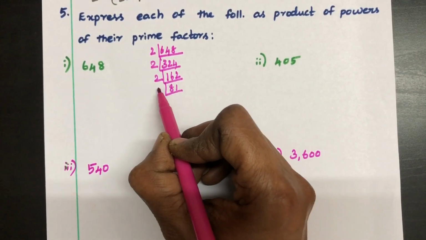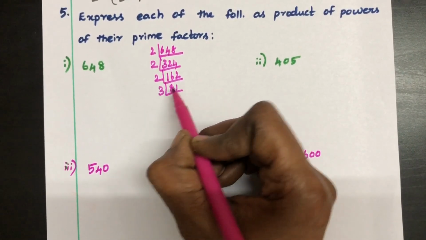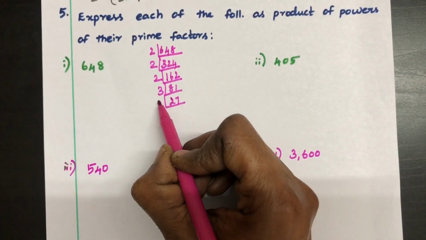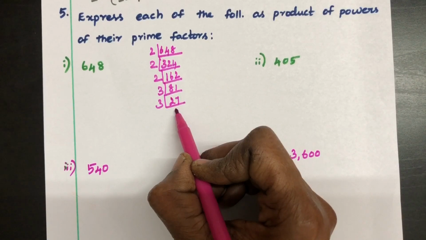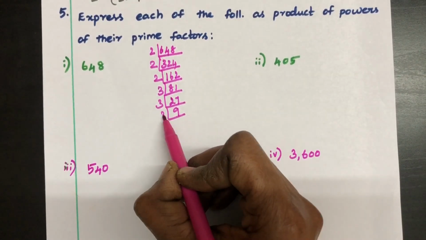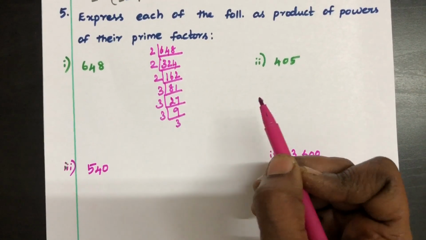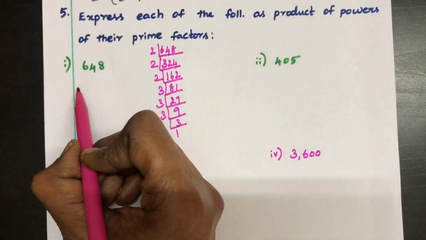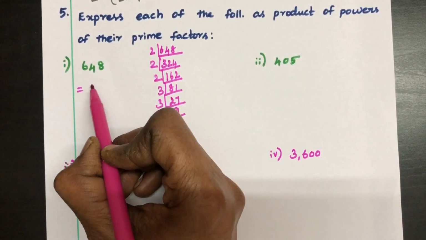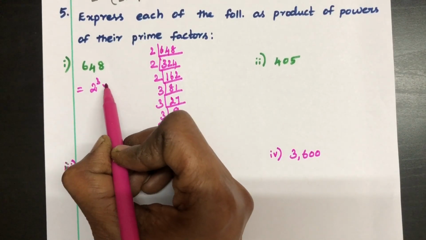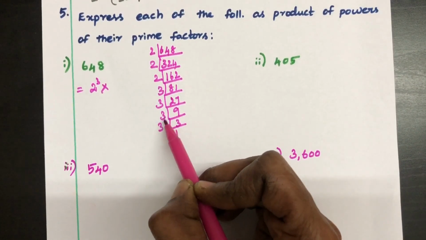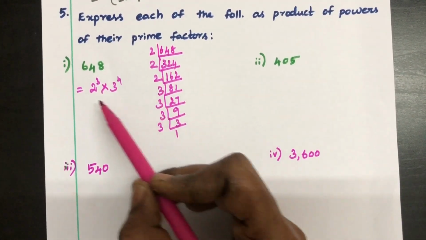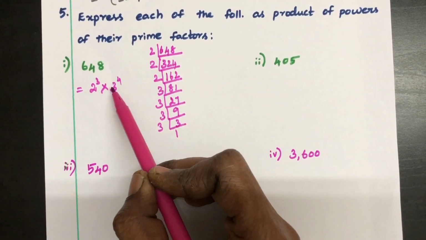This 81 can be divided by 3. 3 can divide 27 times. 3 can divide 27, 9 times. Again 3 can divide this 9, 3 times. That's all. Right? How many 2's? 2 into 2 into 2. So 2 power 3 into 3 into 3 into 3 into 3. 3 power 4, 4 times it's repeating. Therefore, the answer here is 2 cube into 3 power 4.